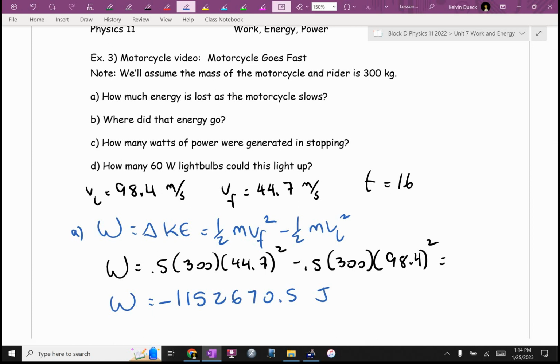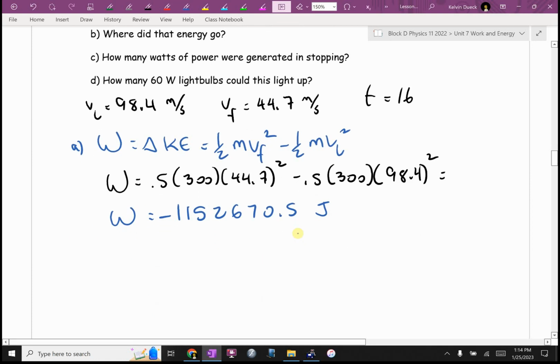Okay. Well, B asks, where'd that energy go? Where did it go? Yes, lot of heat. Some sound, but the vast majority is going into heating up the brakes. So what if somehow we could bleed off that energy and turn it into useful power?